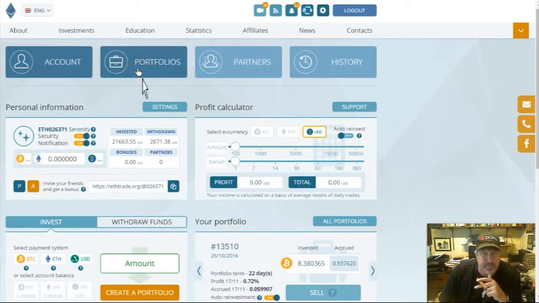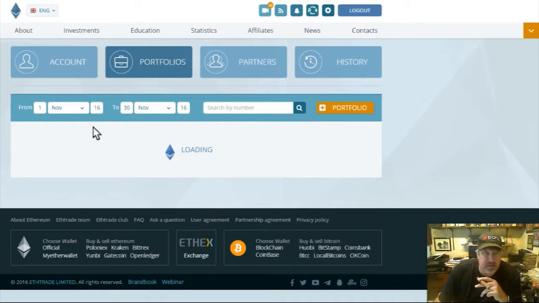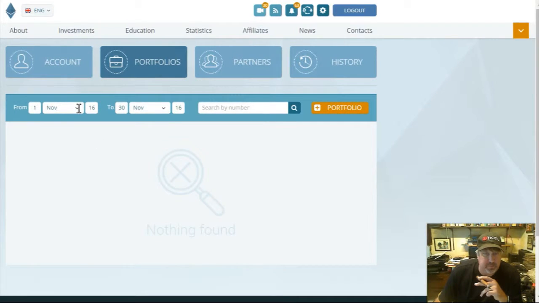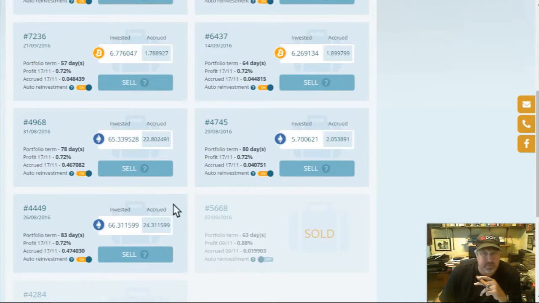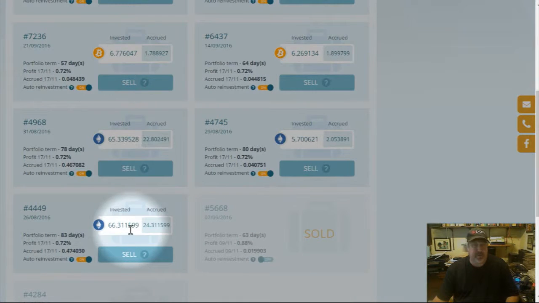We are going to take these Ethereum portfolios that I have, three of them that are kind of old now, and I've never tried selling off more than one portfolio at a time. But we've got these three that have been around for 83 days, 78 days, and 80 days.